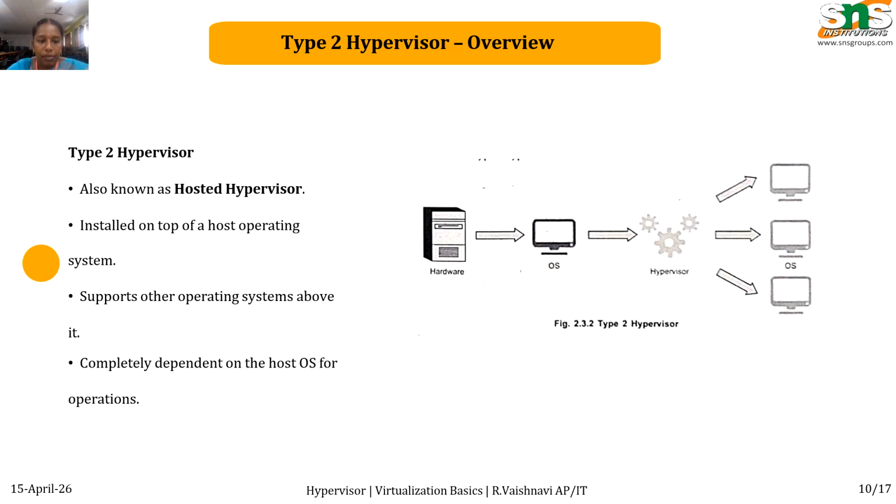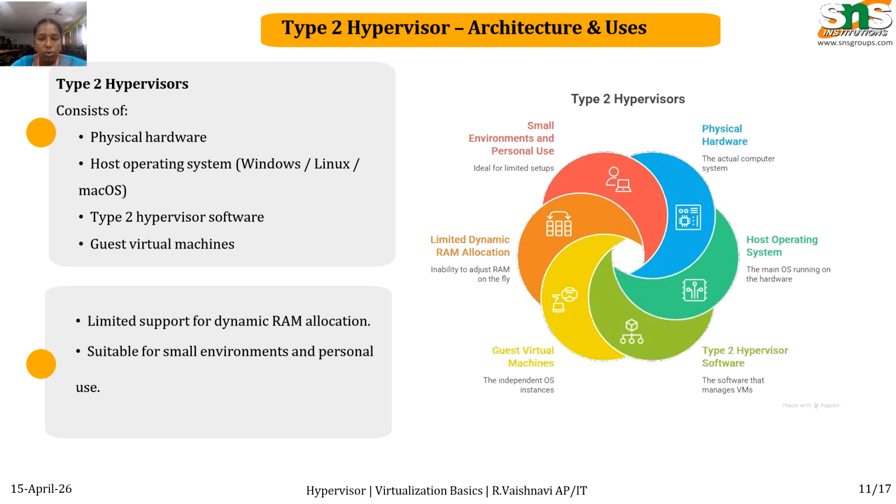And then type 2 hypervisor, it is also known as a hosted hypervisor. It is installed on top of the host operating system. It supports other operating systems above it, and completely depends on the host OS for the operations. The architecture and the uses of the type 2 hypervisor: it consists of the physical hardware, host operating system, whether it may be Windows, Linux or Mac OS, the type 2 hypervisor software and the guest virtual machines. It has limited support for dynamic RAM allocation and it is suitable for small environments and personal use.